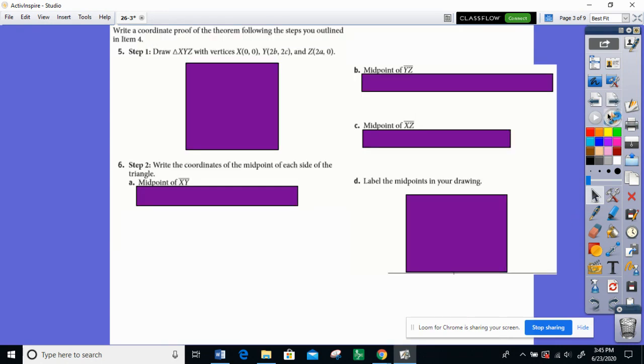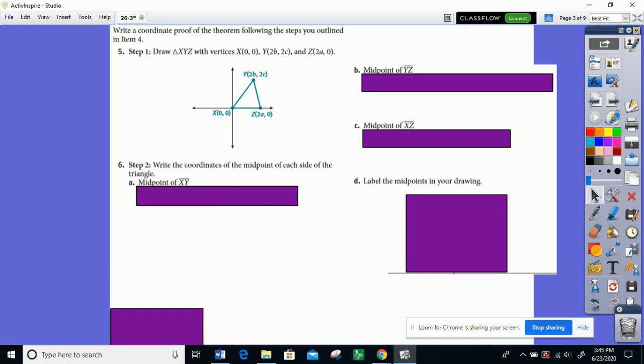All right. So the first thing that we're going to do is draw a triangle, XYZ, with vertices X at (0, 0), Y at (2b, 2c), and Z at (2a, 0). All right, so there's our triangle. We have two points that are on the x-axis, so that we end up with some zeros. So that'll make our algebra a little bit easier later on.